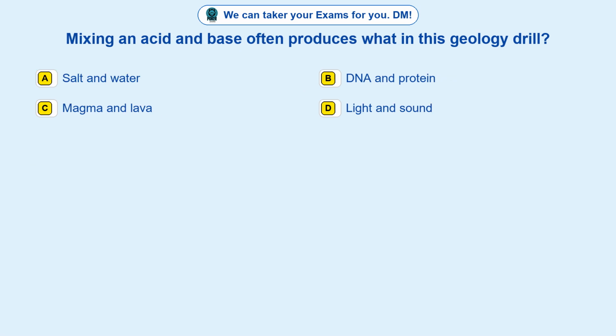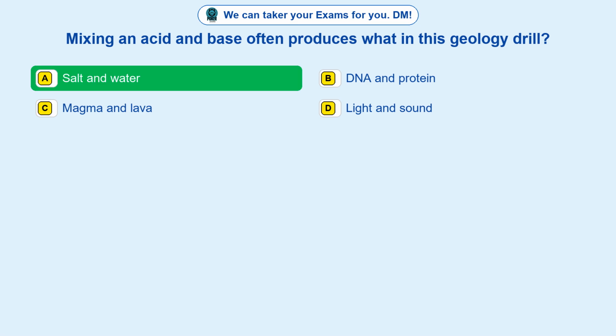Question 38. Mixing an acid and base often produces what in this geology drill? Option A, salt and water. Option B, DNA and protein. Option C, magma and lava. Option D, light and sound. The correct answer is option A, salt and water.